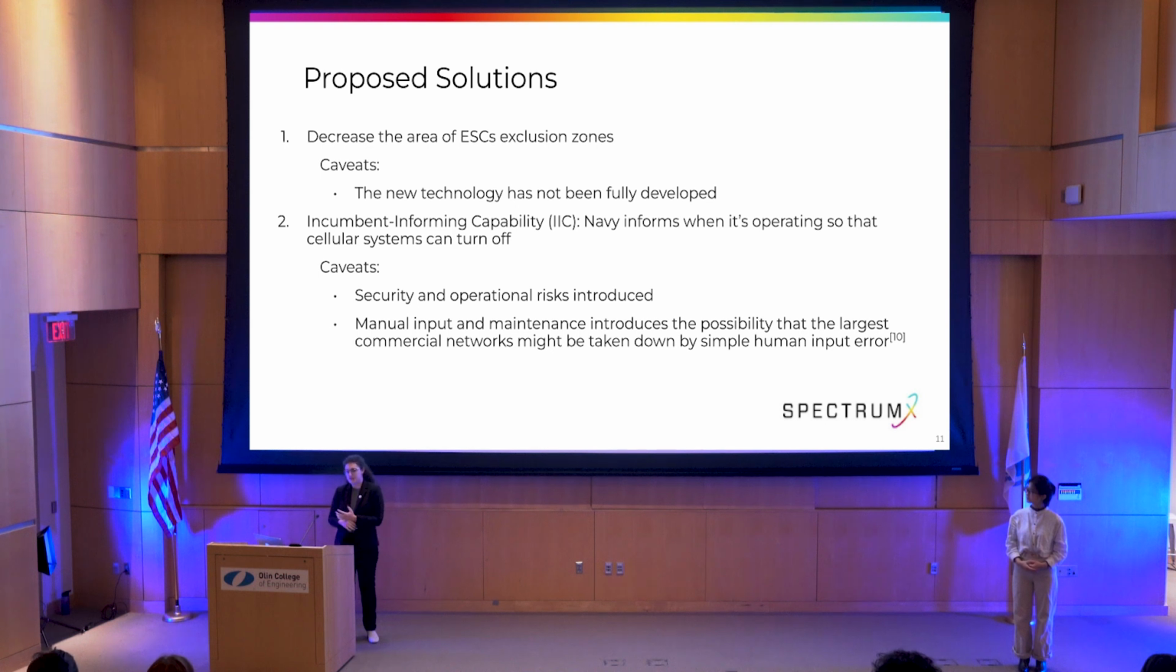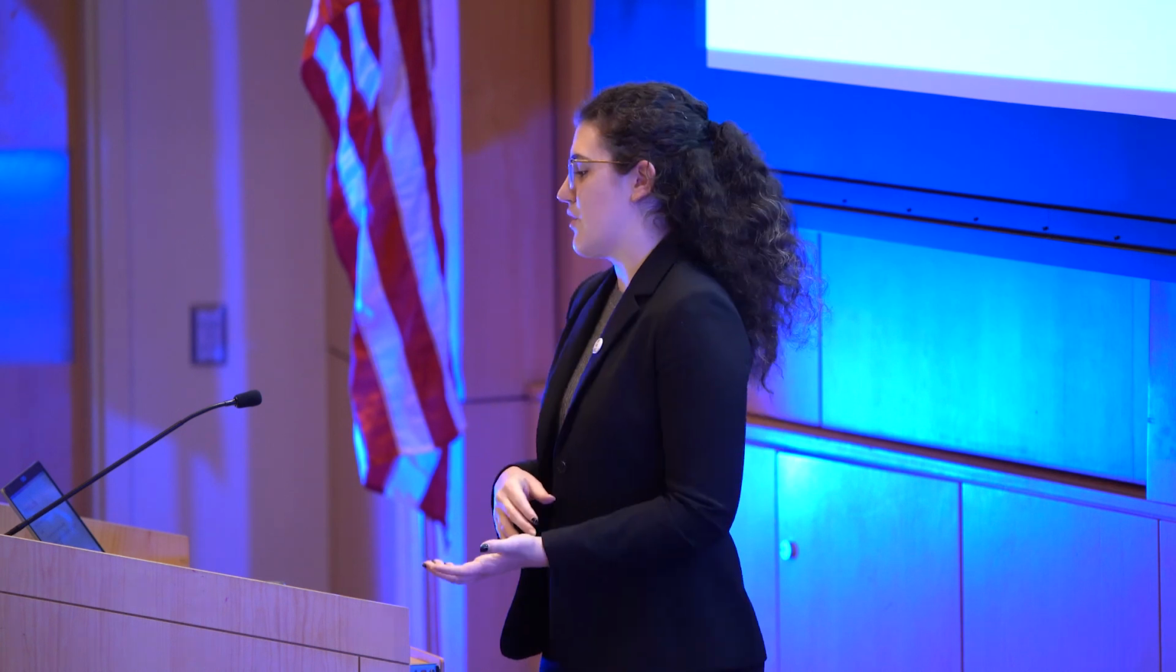The first and most obvious is decreasing the area that the coastal exclusion zones need to be, so instead of 40 or 80 kilometers, decreasing that size down. The main caveat is that the technology hasn't been fully developed or researched, and is pretty far from being implemented. So that might take a little while and is not quite the most useful for the present.